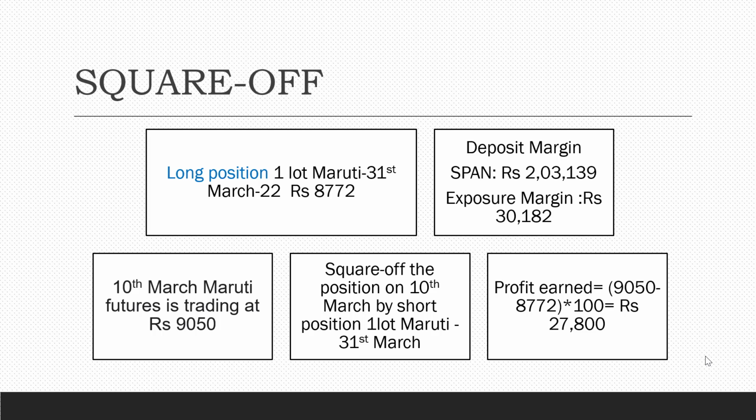Square off the position on 10th March by a short position of 1 lot Maruti 31st March. Profit earned: 9,050 minus 8,772 into 100, which is equal to 27,800.